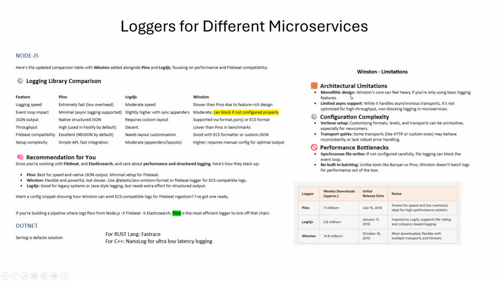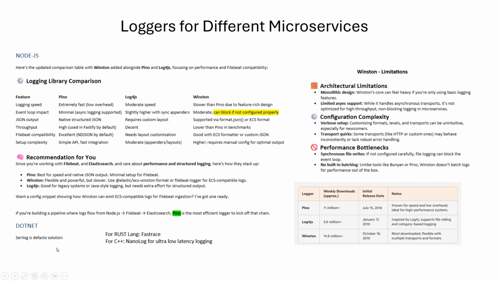Winston was designed basically for the monolithic age. It was good enough for its time, and it's still being used in many applications. It has a lot of features, but when it comes to performance only, then Pino is your best solution. It's extremely fast. It's async also. So by all means, this is the best solution for the high throughput we are going to use.